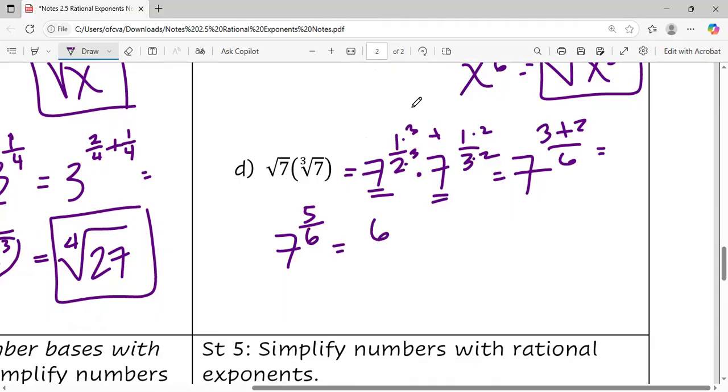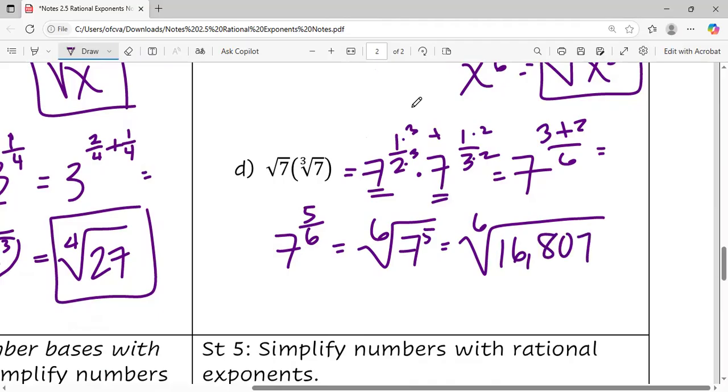Then you can change that to radical form. So that's the 6th root of 7 to the 5th, and you can expand 7 to the 5th. So 7 to the 5th becomes the 6th root of 16,807. And in radical form, it was given to us like that. We can leave it in radical form.